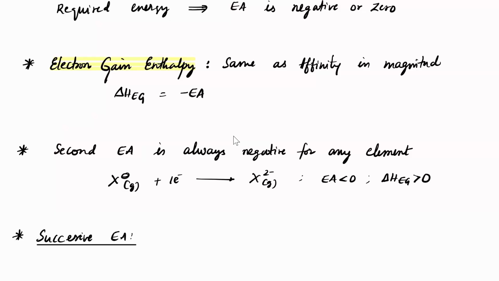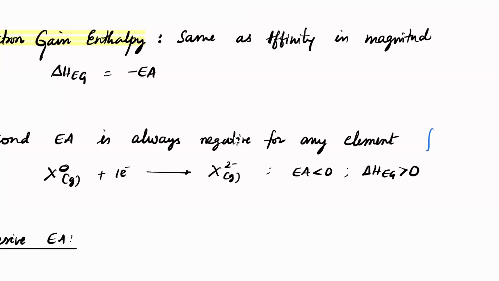But one thing we can make sure of: when you add the second electron, since this species has already got a negative charge, it will never allow another negatively charged species to come closer, because there will be stronger repulsions. So no matter how much you try to add the electron, energy overall is never released. Here, energy is always required. So I can say that the second electron gain enthalpy is always positive for an element, which means this is an endothermic process now. This is endothermic.